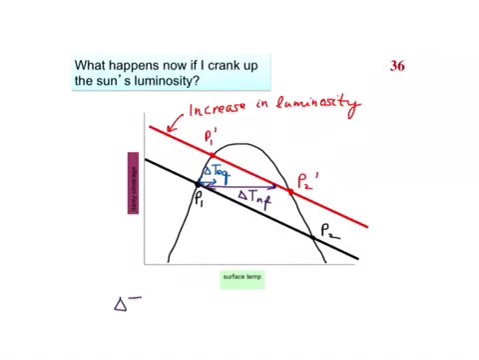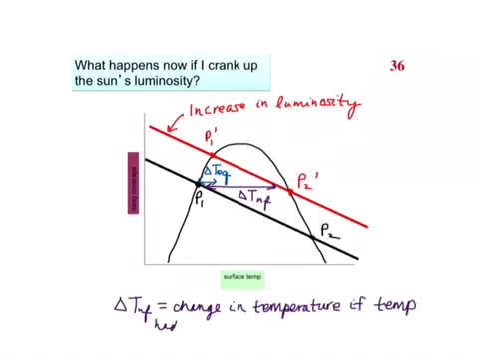So delta T and F is the change in temperature if there is no feedback. So if temperature had no influence on daisies. More in the next video.